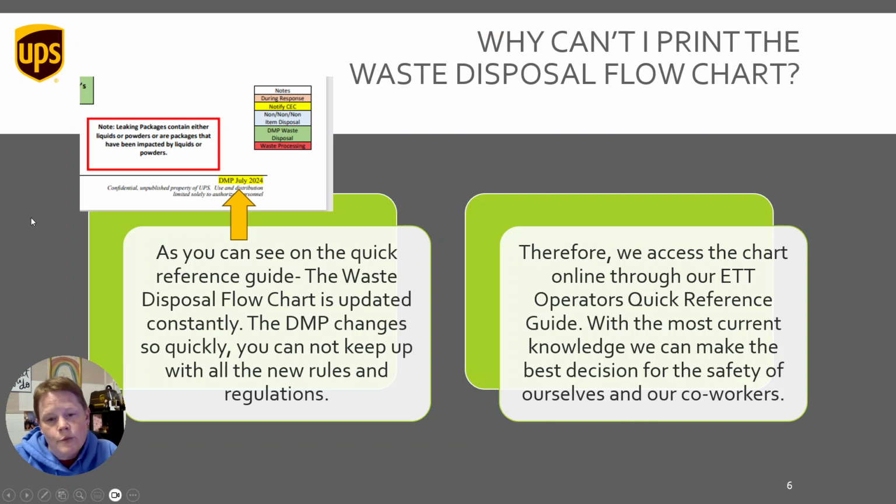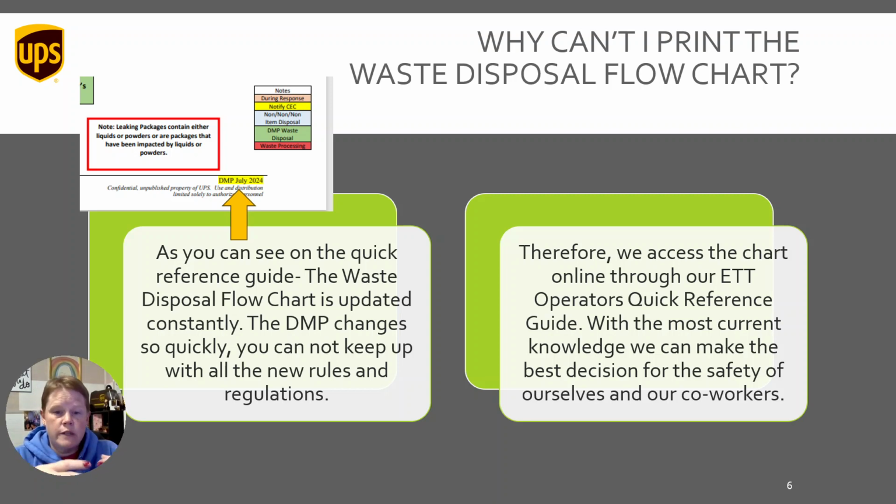Why can't I print it? Why can't I print the waste disposal flow chart? Wouldn't it just be so much easier if it was in the decision tree like it used to be? Yes, it would. It would be much easier. But as you can see, as referenced right here, this thing changes constantly. Corporate DMP is going in, corporate base is going in and adjusting this waste disposal flow chart based on new information that's coming out, new information from the EPA, new information from the chemical producers, the companies telling us how to handle these products, new information coming from the absorbent companies that we use. All of multiple different factors play into what this waste disposal flow chart tells us to do.